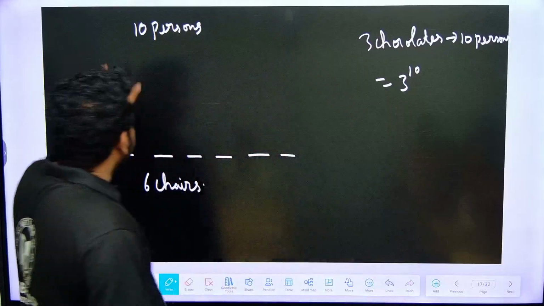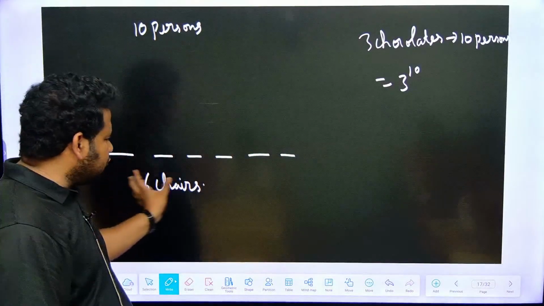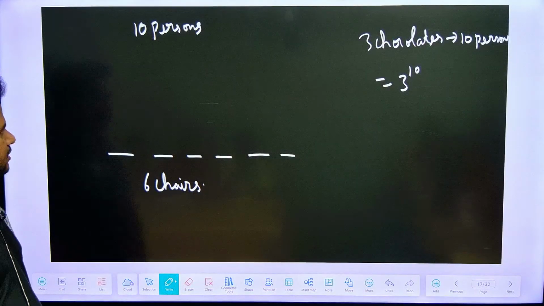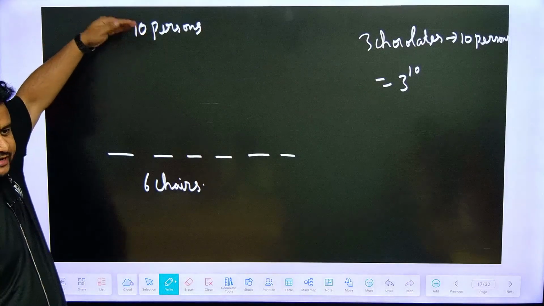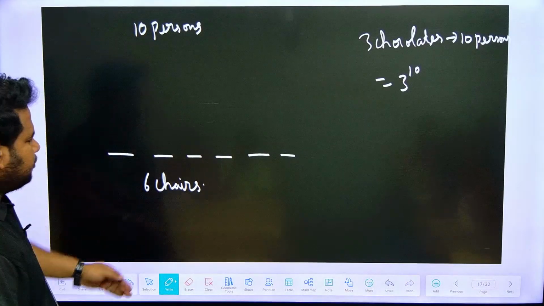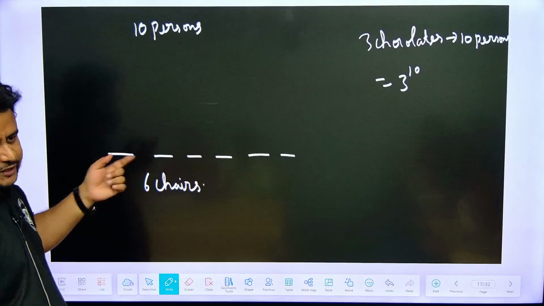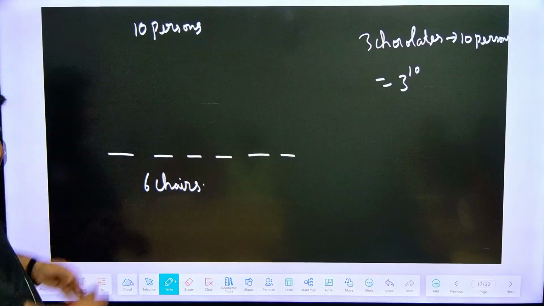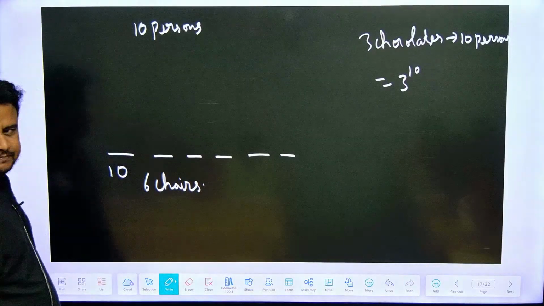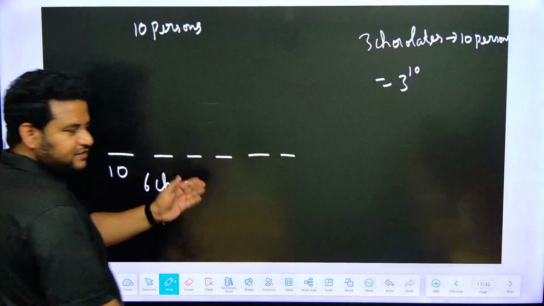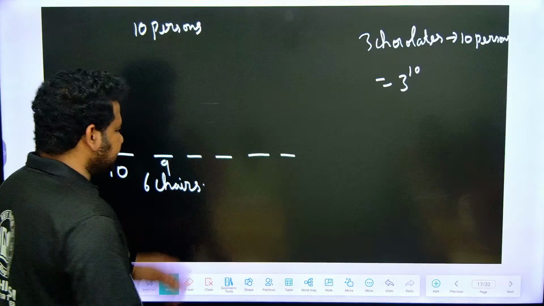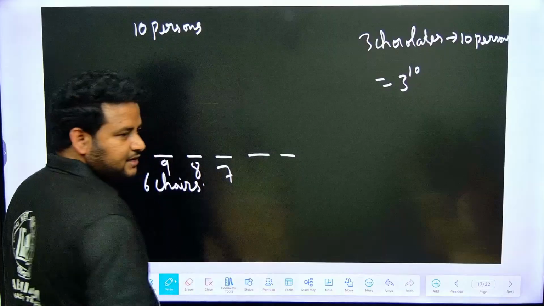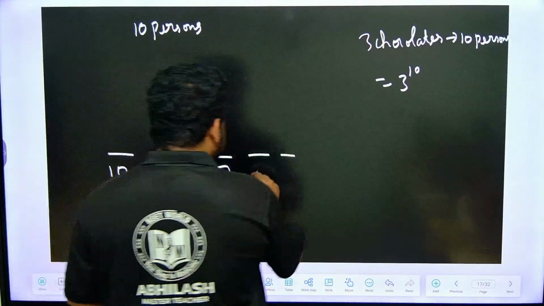Now come to this. 10 persons are there, there are only 6 chairs. Whether I should think from the person point of view or the chairs point of view, you can look at both ways. If I talk about 6 chairs, any of the 10 persons can come here. Then of the remaining, any of the 9 persons can come here, then any of the 8, then any of the 7 persons in the chair number, then any of the 6, any of the 5.